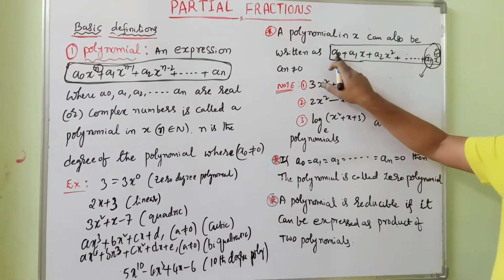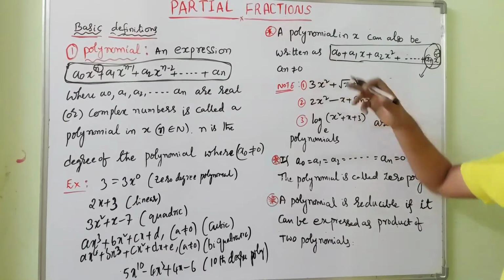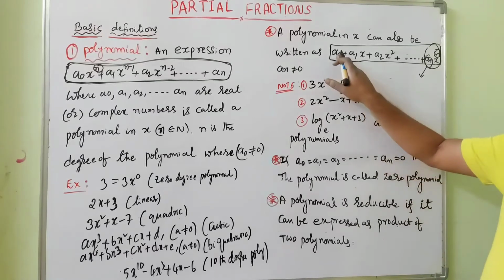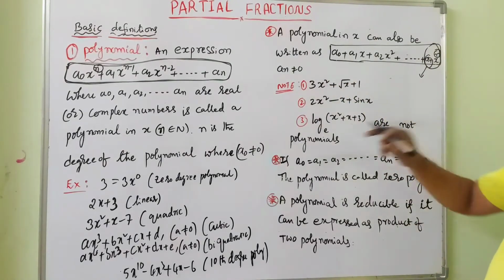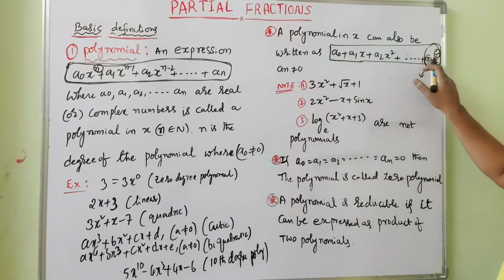Here a0 is a constant. It may be 0, may not be 0, because it is a number. It is the constant term. Now here an should not be 0. The leading coefficient should not be 0.